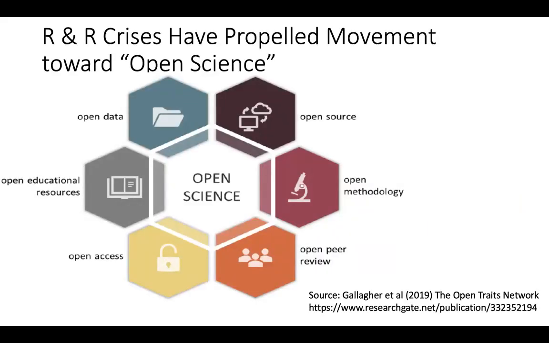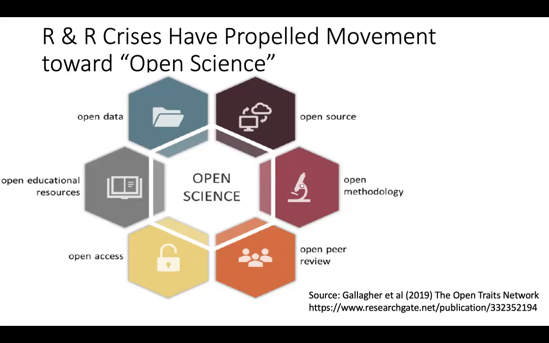The reproducibility and replication crises have propelled a movement toward what's called open science. And I want to spend just a minute with this graphic here, going around the clock, starting in the upper left with open data, to talk about the different components of open science, because as relatively new investigators, this will affect all of you if it hasn't already.